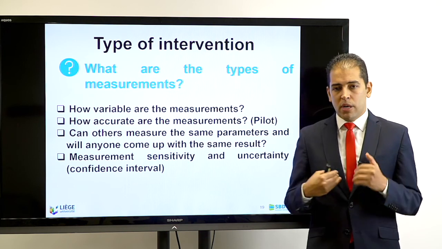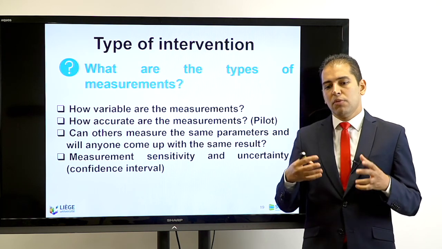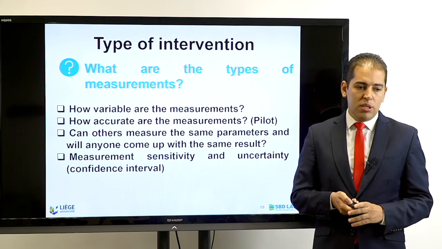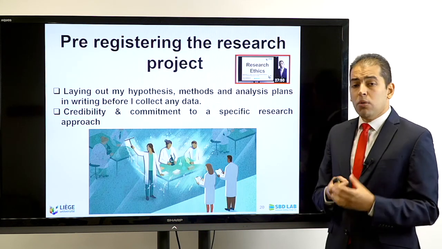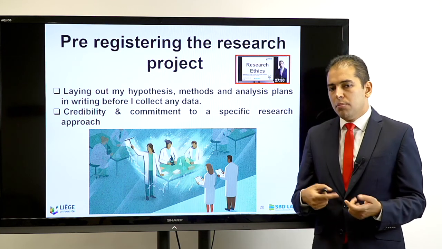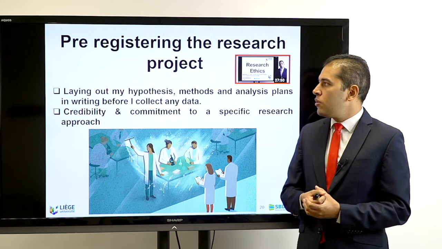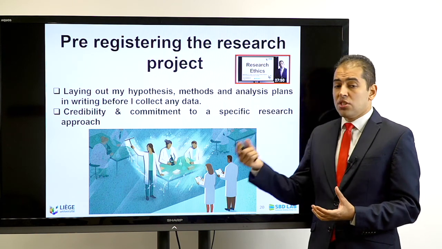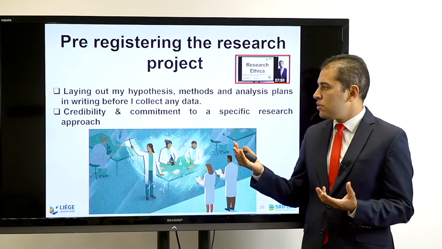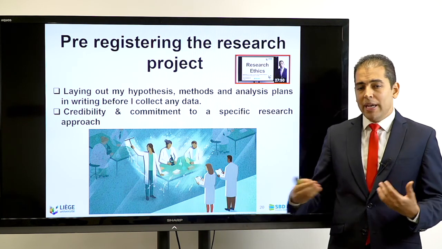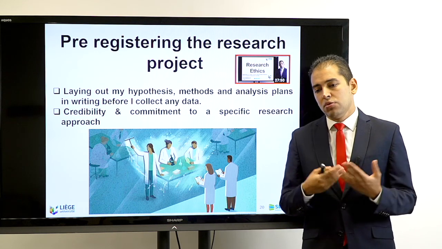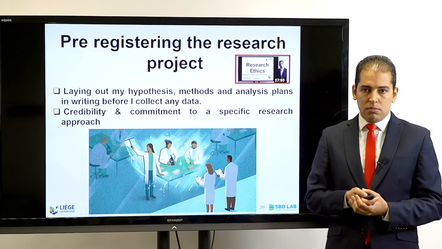All these are part of the protocol that I have to develop for my experiment. It has to be a separate document that I can add if it needs to be read or accessed. Now, one of the best practices if I'm preparing a protocol is that I can publish my protocol before even running the experiment. In this sense, we call it pre-registering the research project or pre-registering your research protocol. Here you are laying out the hypothesis, the method, the analysis plans, and the intervention that we talked about in writing before you collect the data. And this brings more credibility, shows your commitment to the specific research approach, and assures that you are not going to manipulate the results.